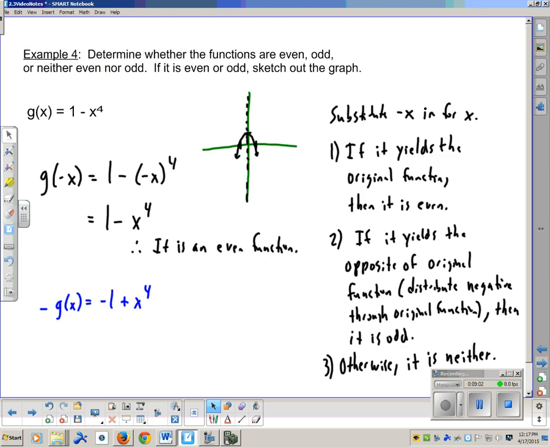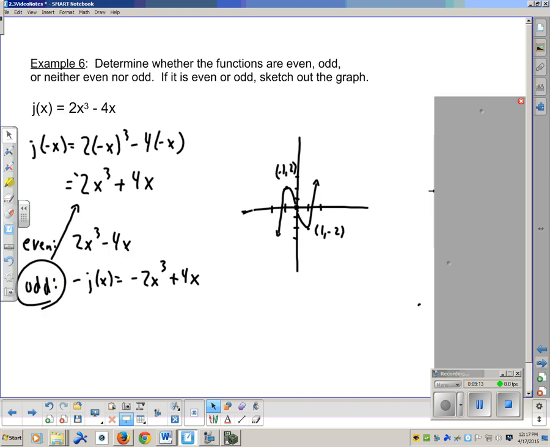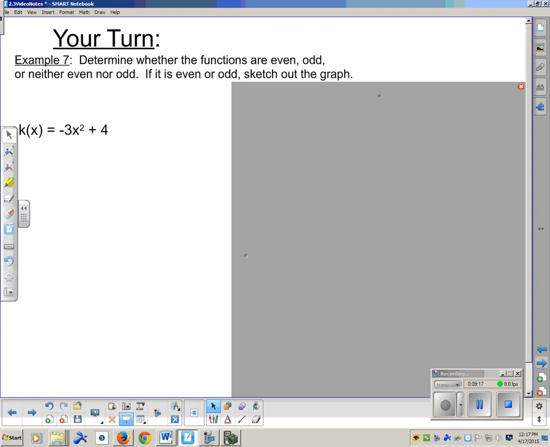Now, one of these was neither even nor odd, but I wanted to show you why that wasn't even or odd. You don't have to actually graph it out if it's not even or odd, but I wanted you to see that. So I've got one here now, so if you can pause the video, I'd like you to go ahead and determine whether it's even, odd, or neither. And then if it is even or odd, if you could go ahead and sketch out the graph. So if you could pause the video right now.